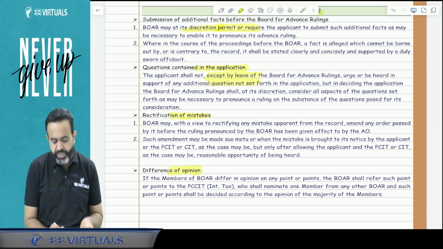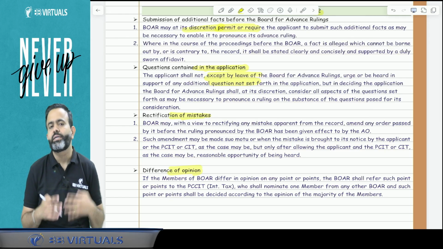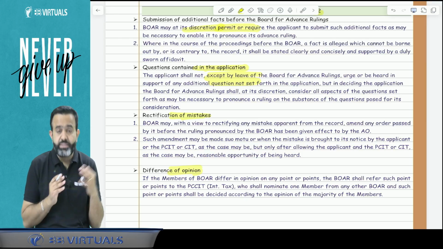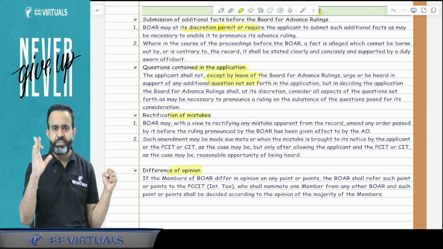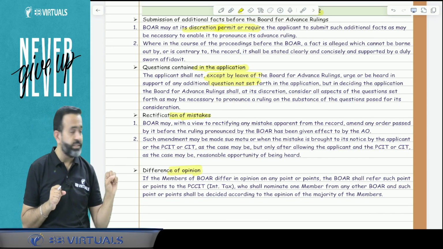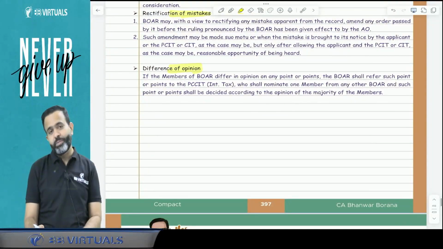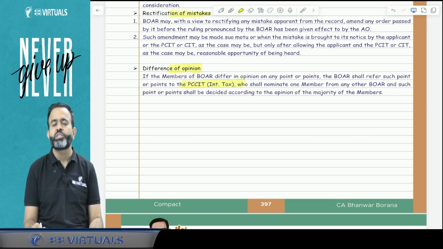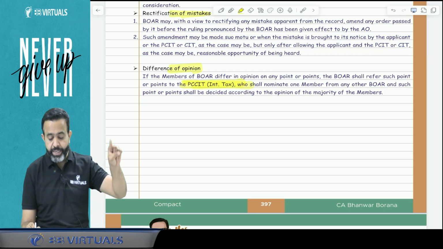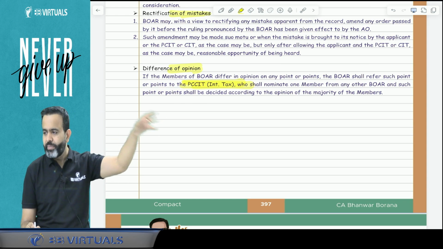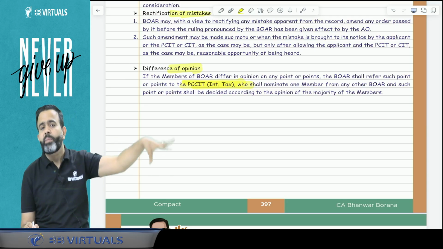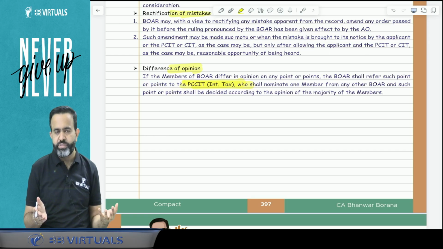Now one more point guys, that is the last point. Suppose, sir, you mentioned that in the board for advanced ruling there are 2 judges, but suppose on any particular point there is a dispute, or a difference in opinion. One judge says that this expenditure should be allowed, another judge says that this expenditure should not be allowed, then what will happen? So guys, in this particular case, that particular point will be referred to the PCCIT, that is the Principal Chief Commissioner of Income Tax, International Taxation, and this person will refer the matter to any other member of another board for advanced ruling, and that member will give the judgment, and there will be a majority judgment obviously.